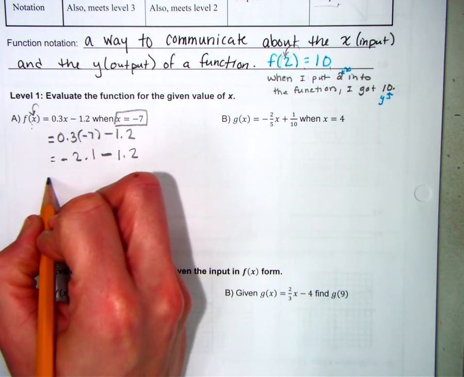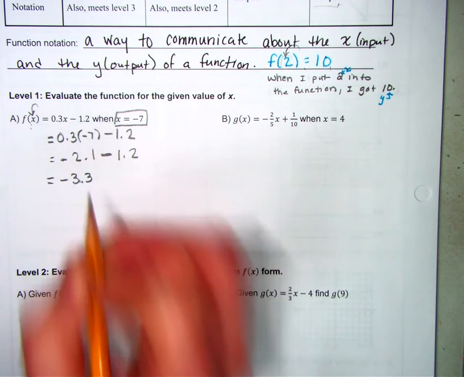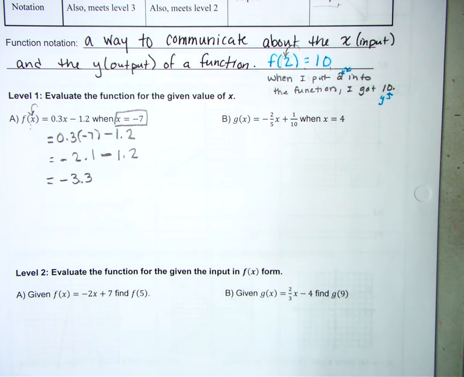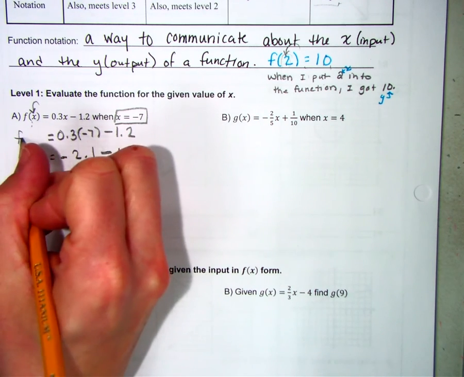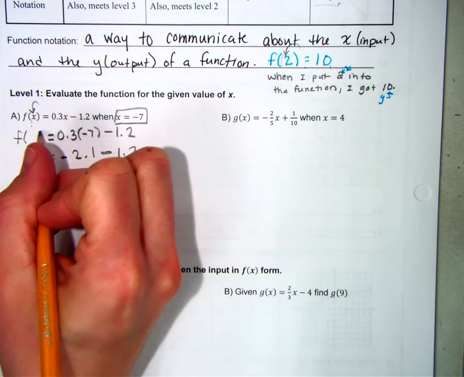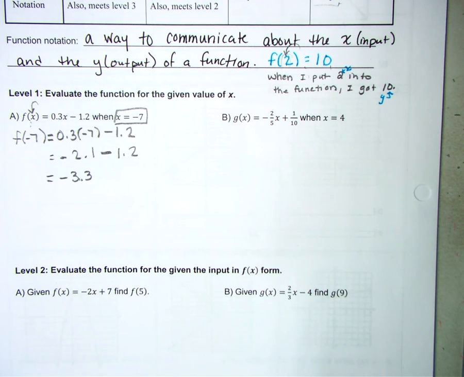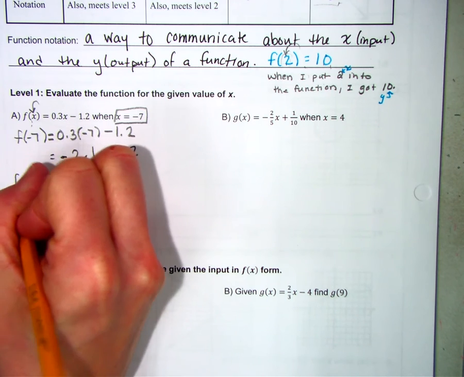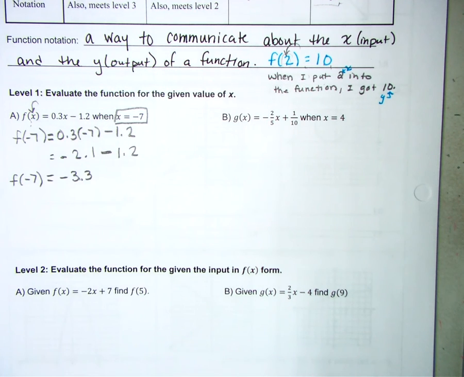Got it. Negative 3.3. Okay, that's the right side. But like I said, I'm not looking just for the answer because this is all about communicating function notation. So the other side of this is on the left side, you have to put the function evaluated at negative 7. So my final answer here is my function evaluated at negative 7, and I got the answer negative 3.3.